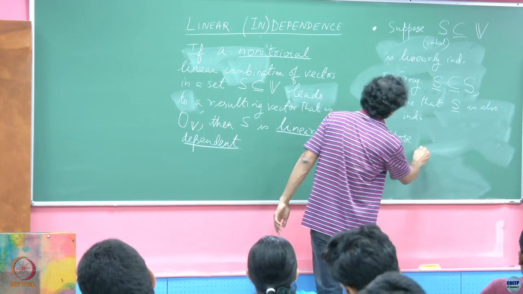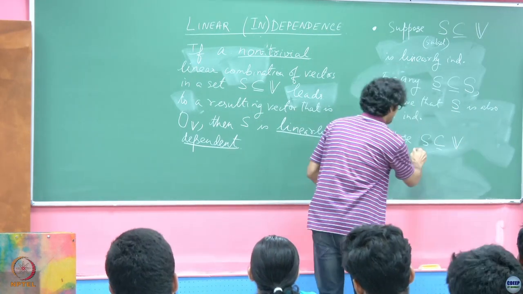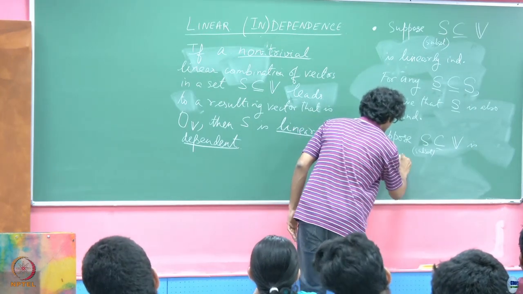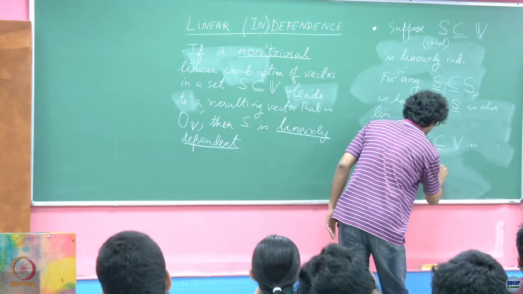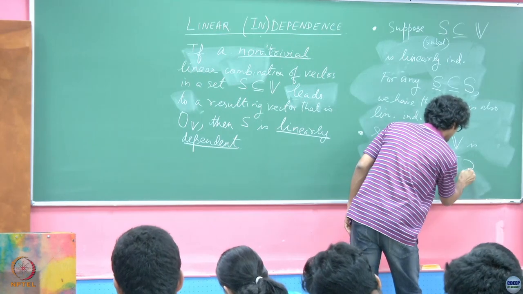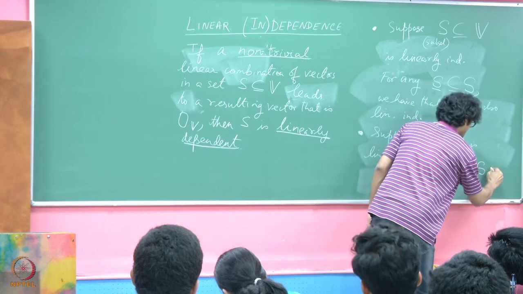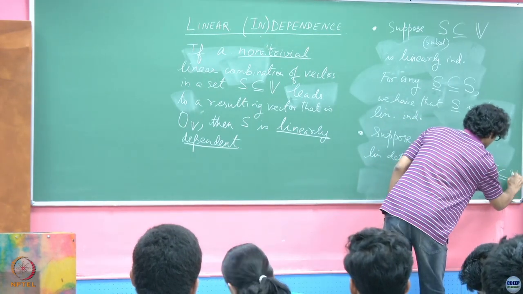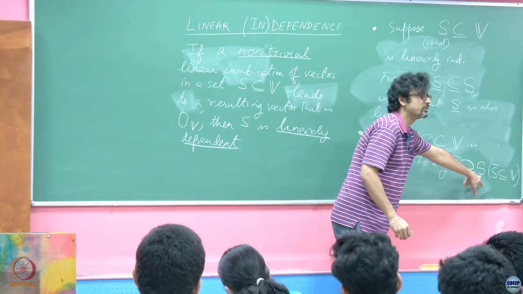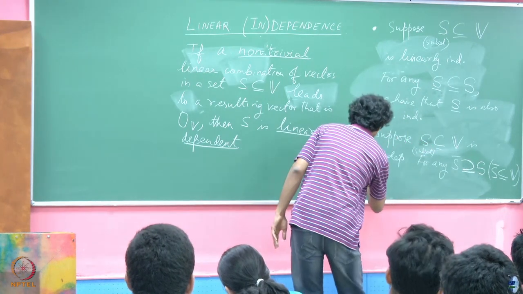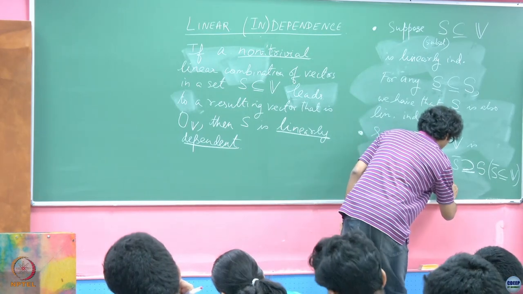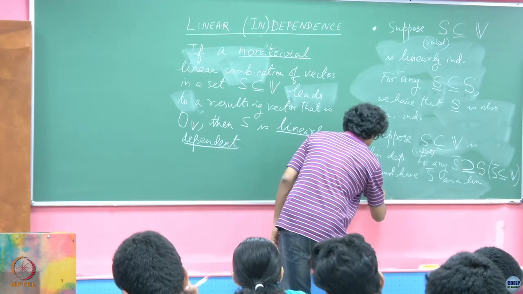And by the same token, kind of a converse relationship, suppose S, contained within a vector space V, is linearly dependent. Now, for any S bar which contains S, and of course S bar is also part of V, we must have that S bar is a linearly dependent set. So for any S bar within which this linearly dependent set is sitting, we must have S bar as a linearly dependent set.